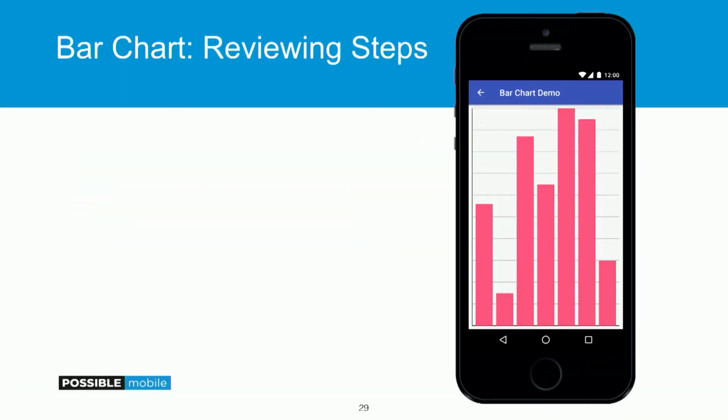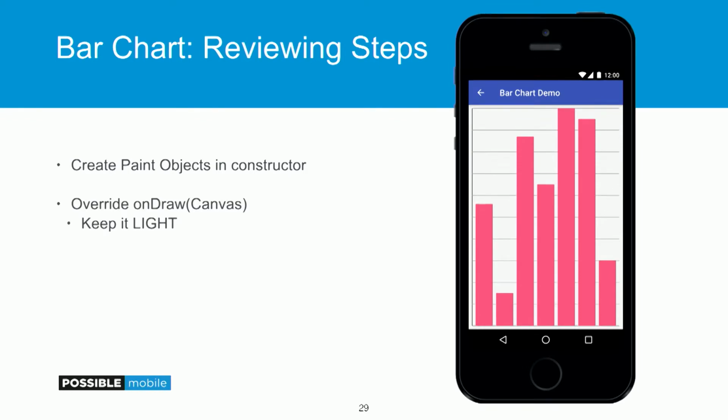So let's walk through that, because we just drew a lot of things. The first thing you're always going to want to do is initialize everything up front. In this case, just a bunch of paint objects. The next thing you're going to want to do is override on-draw. Keep it light. This is the most important thing.